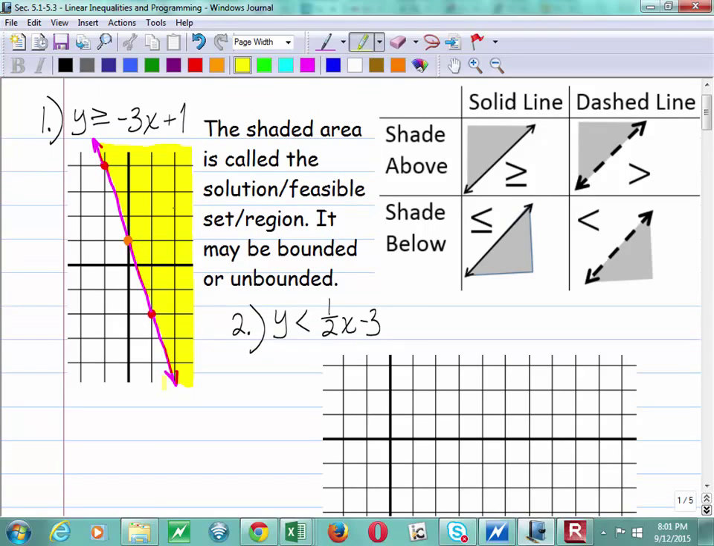The shaded area can be referred to as the solution, or the feasible set or the feasible region. And it can be bounded or unbounded. If you only have one inequality that you're graphing, it's just going to be unbounded. Like number 1, it's unbounded because that highlighted region extends indefinitely. So it's unbounded.